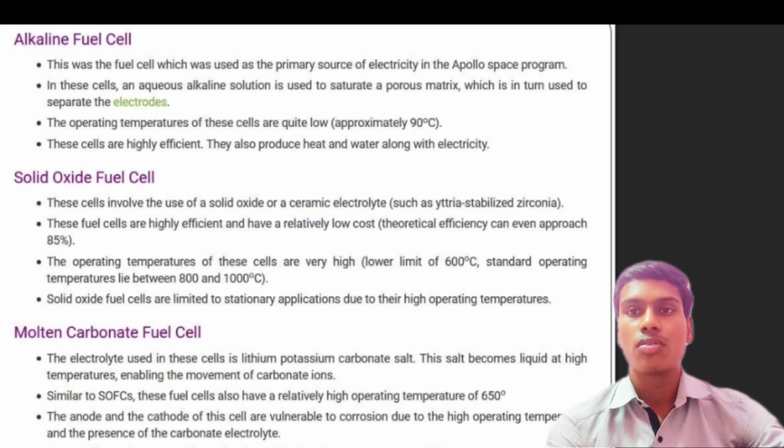And in this video we have seen about stratified charge engines as well as fuel cell vehicles and types.